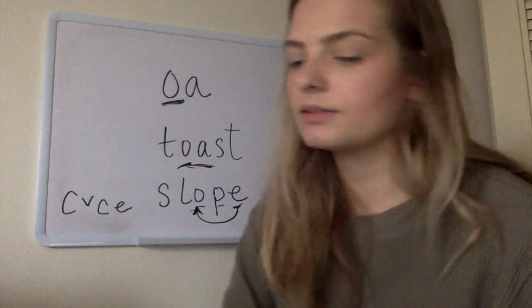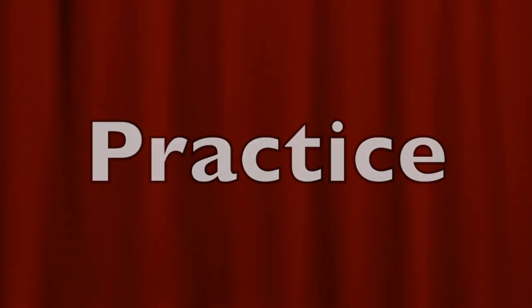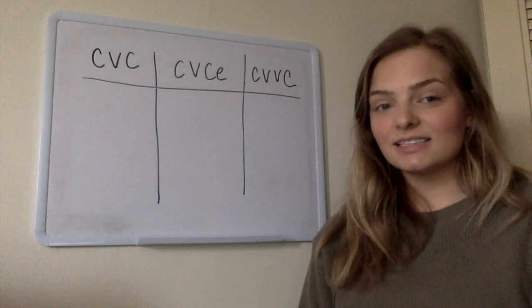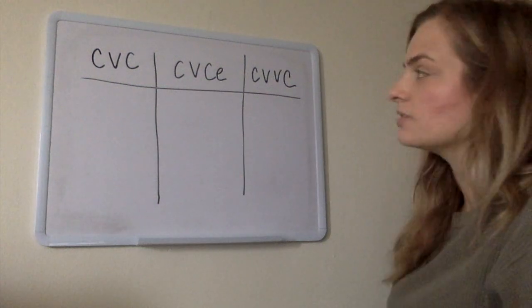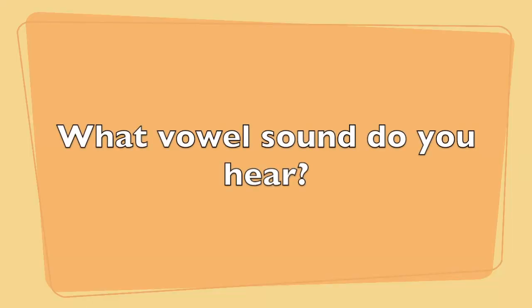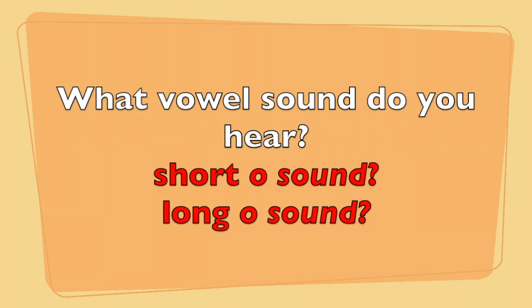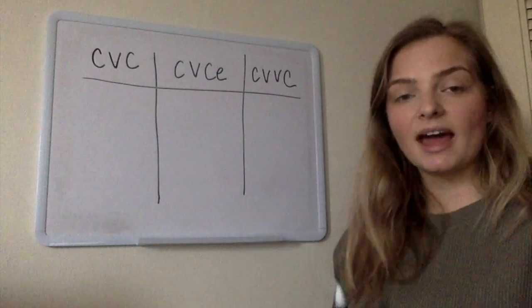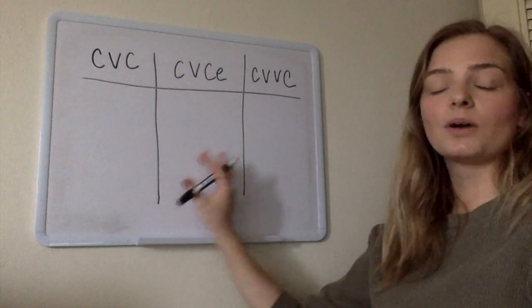Awesome job, boys and girls. So just like our last lesson, I'm going to give you a word and I want you to decide which column it would go under. Then you'll want to think about what kind of vowel sound are you hearing? Are you hearing a short O sound or a long O sound? And also think about the spelling pattern. So let me give you an example of a word in each column.